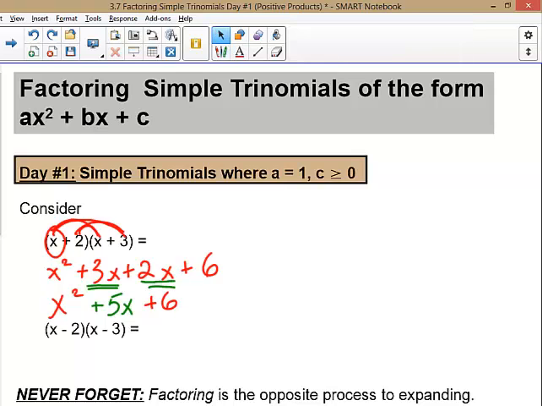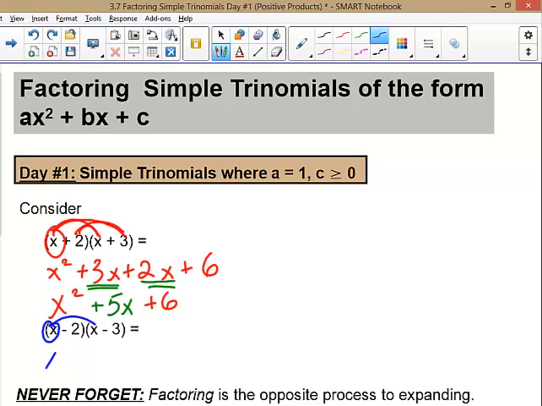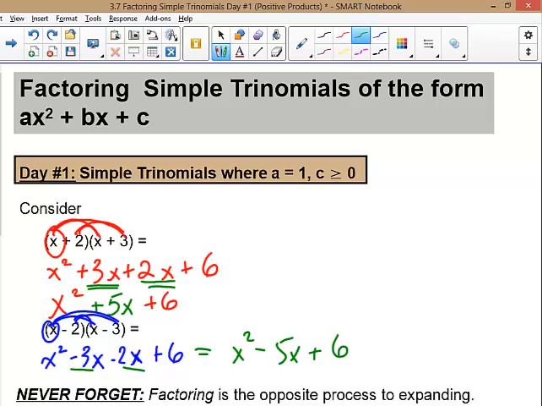Okay. The second example, I guess I'll change colors. If we were going to basically FOIL that, we'd get x times x, which is x squared, x times negative 3, which is negative 3x, and negative 2 times x, which is negative 2x, and negative 2 times negative 3, which is positive 6. And again, just like the last problem, those two middle terms are like, and we can actually combine them to wind up being x squared minus 5x plus 6.